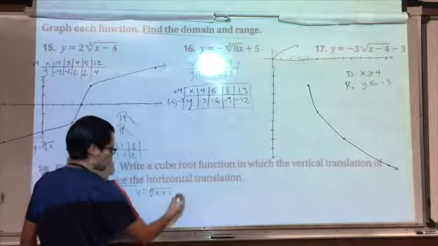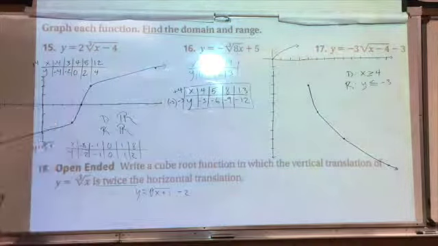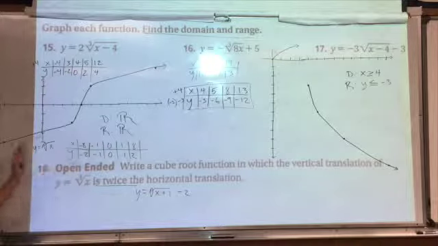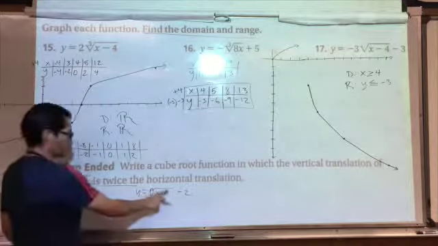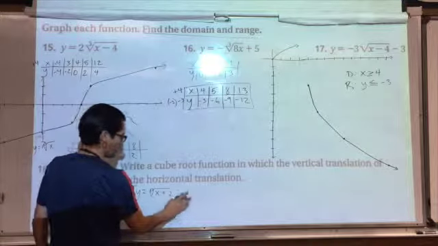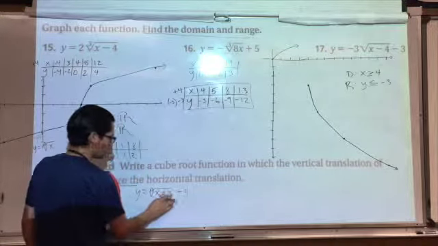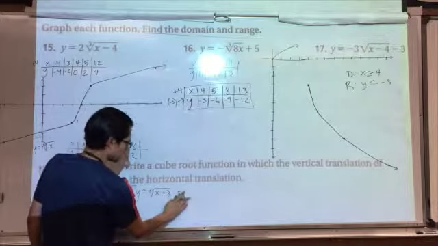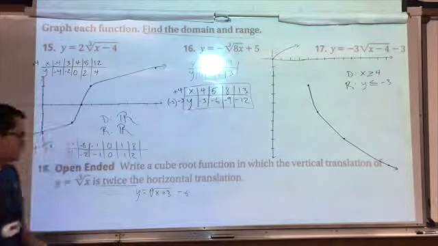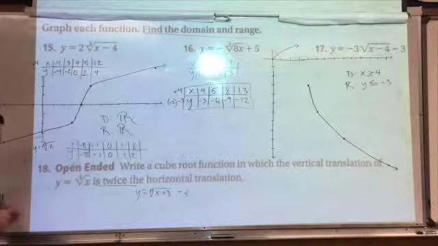The vertical translation must be twice as big. So the vertical translation, I'm going to make it down 2. That means to the left one, down 2. It's twice as much. Okay. If I put 2 here, I put 4 here. If I put 3 here, I put 6 here. And so on. Many different options for you. Okay, that's all.